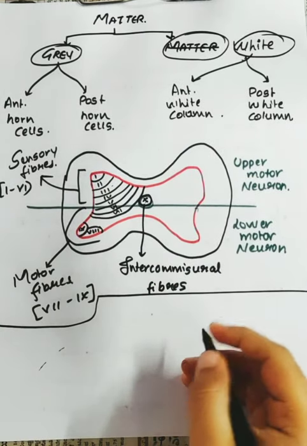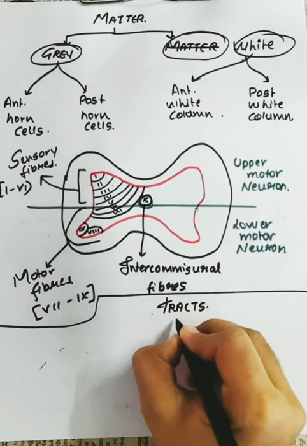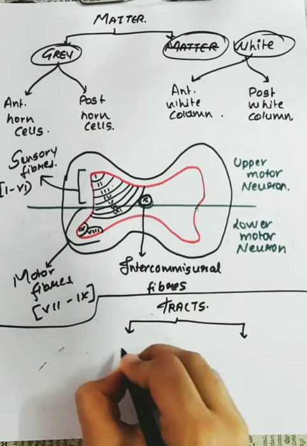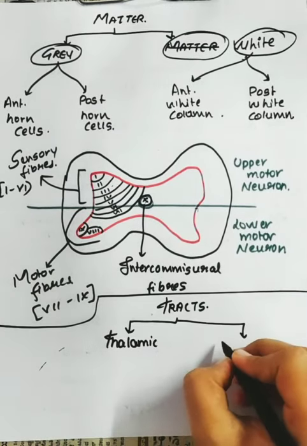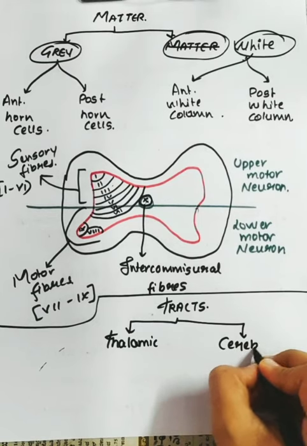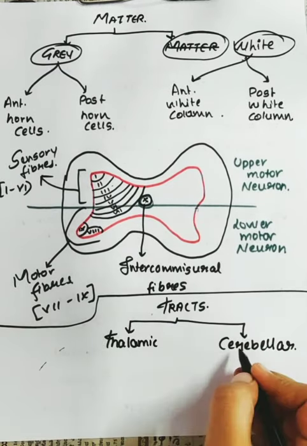Then there is another classification which you have to know, basically, that is tracts. So tracts are classified into two based upon their areas. First one is known as thalamic tract and the second one is known as cerebellar tract. So tracts are two types. There are thalamic tracts as well as cerebellar tracts.